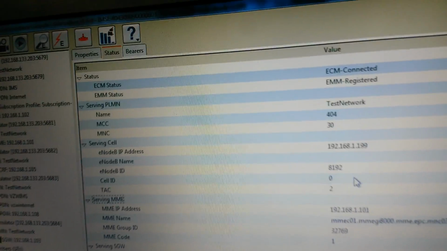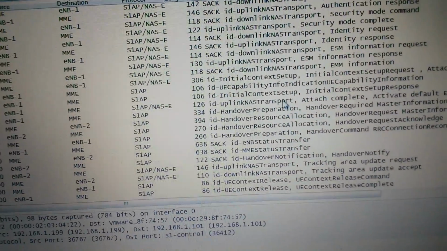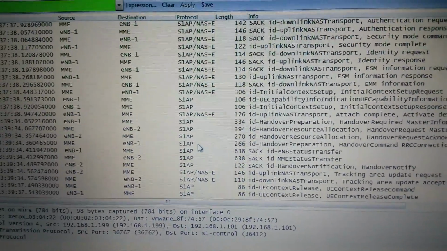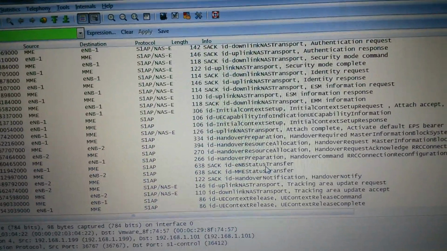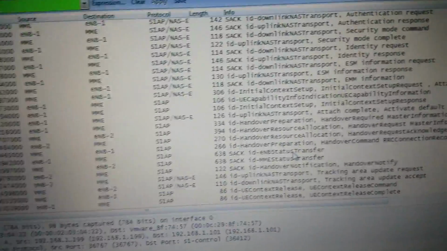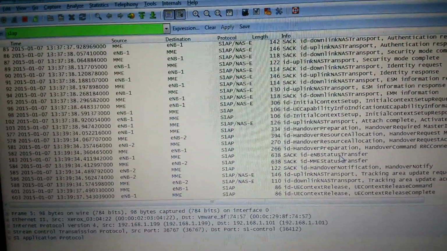And you can double check that in Wireshark. In Wireshark you can look at the handover messages between eNodeB 1, MME and eNodeB 2. This is basically a demonstration of a handover from eNodeB 1 to eNodeB 2, and now we are going to attempt to do the handover back from eNodeB 2 back to eNodeB 1.